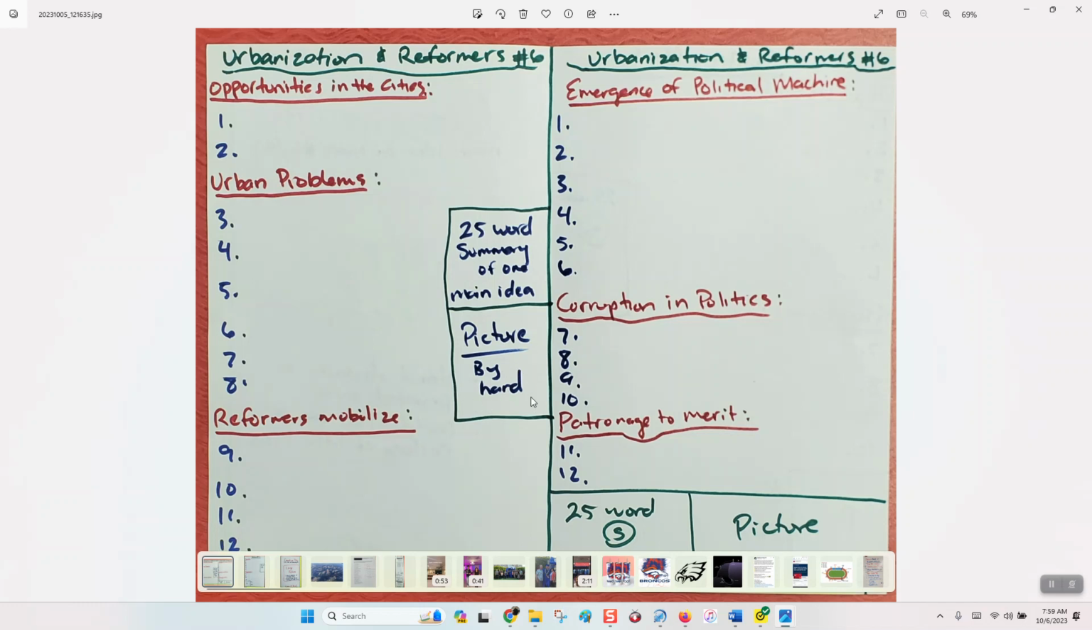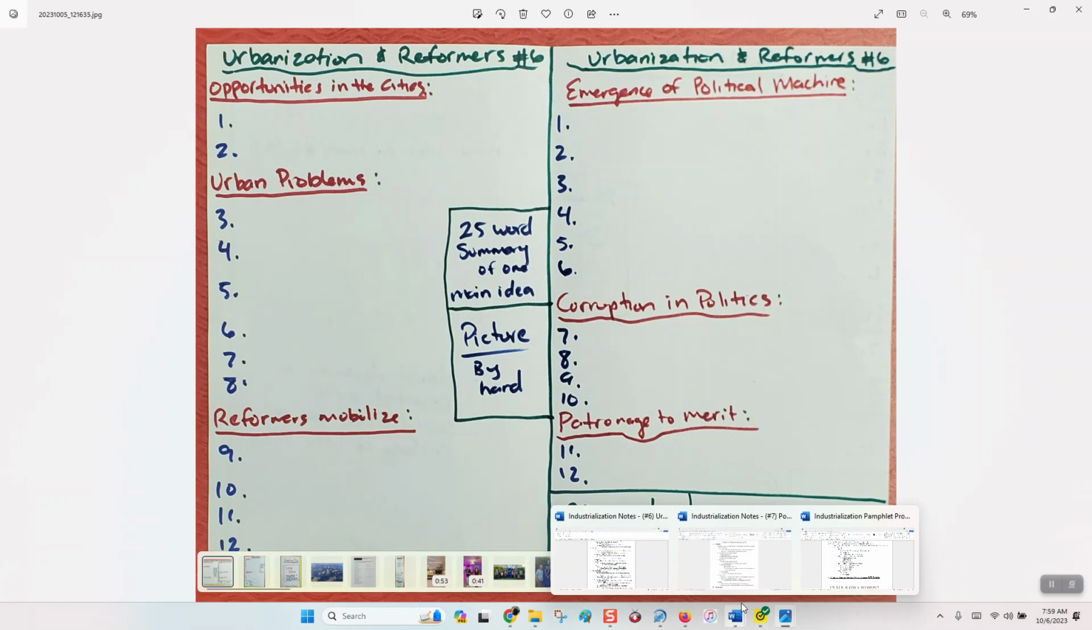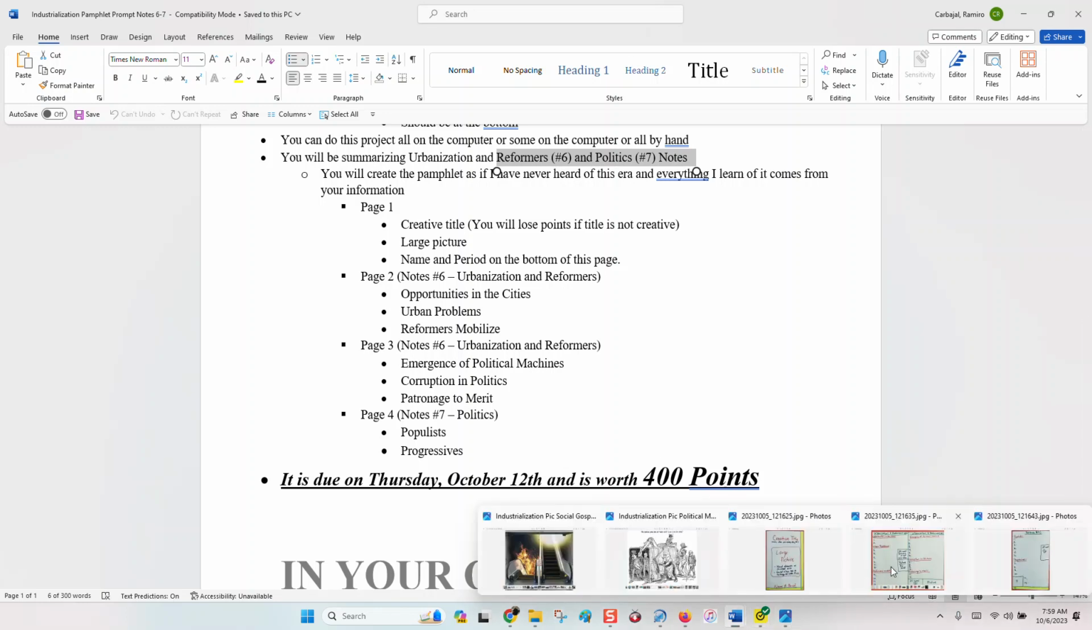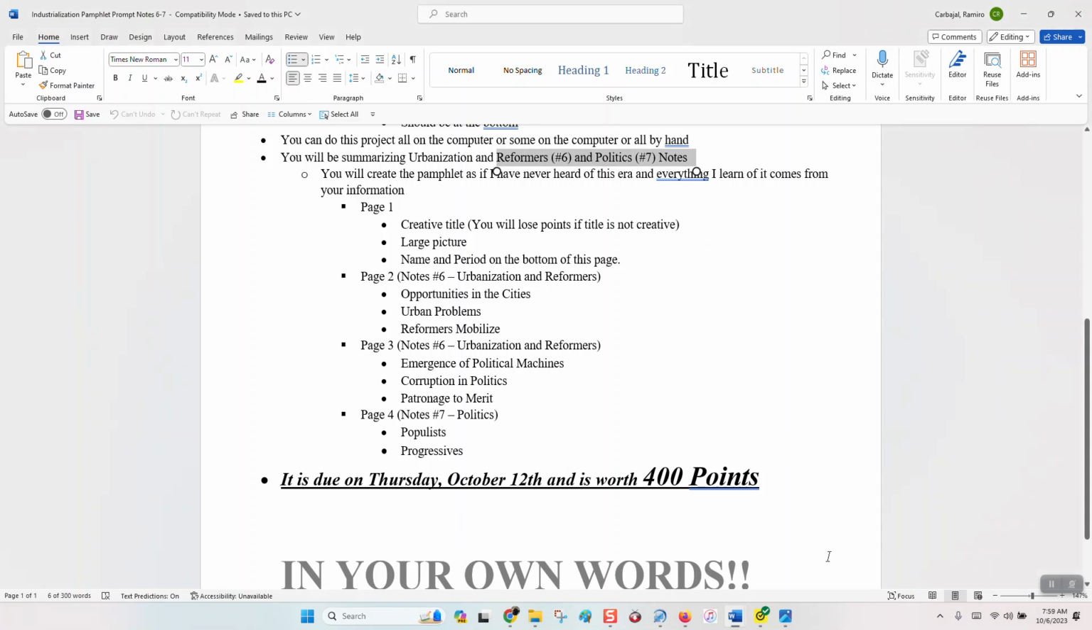So for every page, on page 2, 3, and 4, you're going to have the name of the notes at the top and the sections that the instructions tell you. So if you look at page 3, which is also reformers and mobilize, the instruction on page 3 tells you to do emergence of political machines, corruption in politics, and patronage and merit. And when you look at the sample, there are the 3 sections.